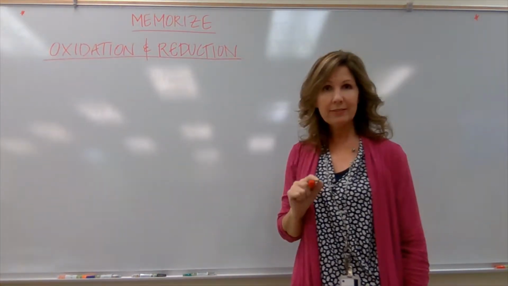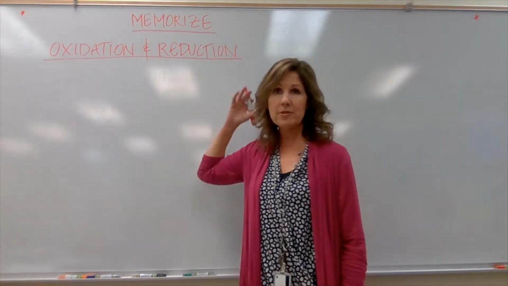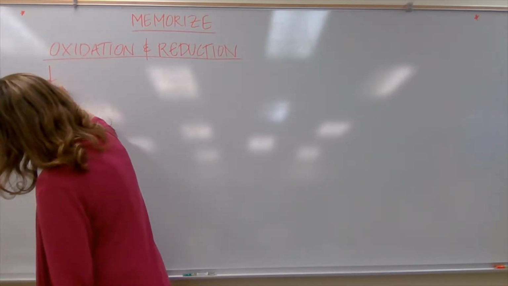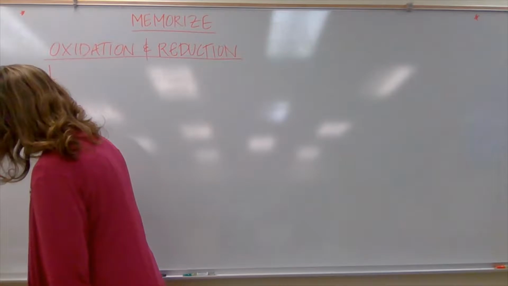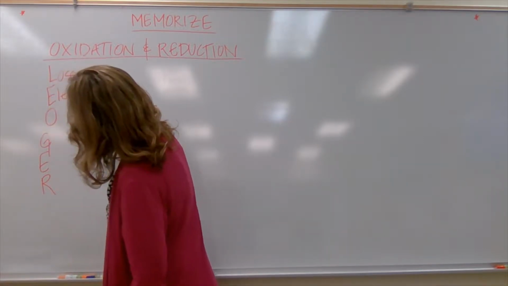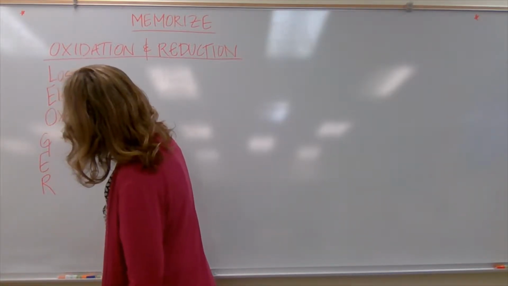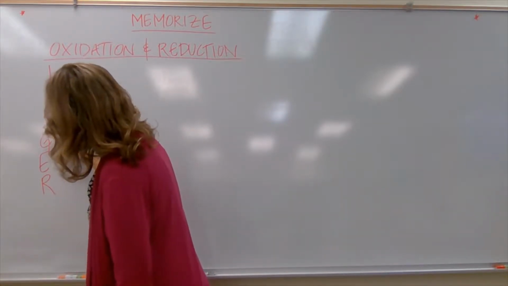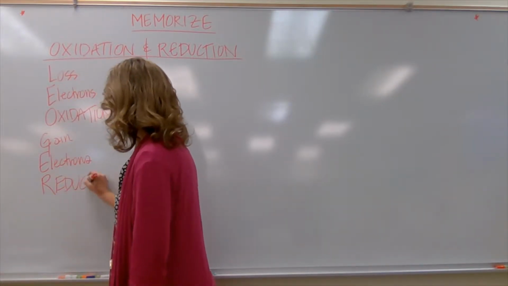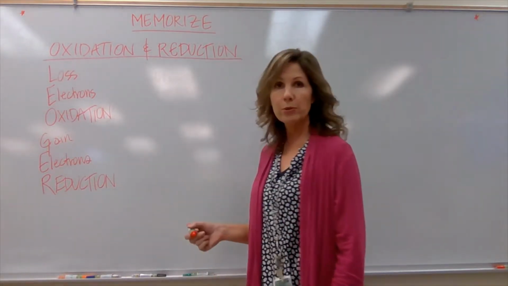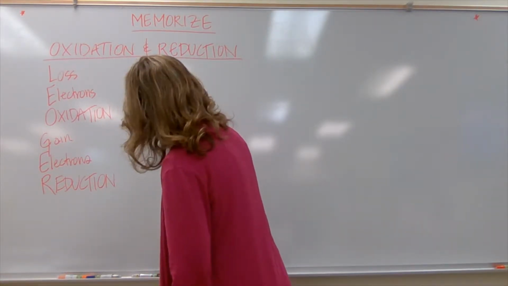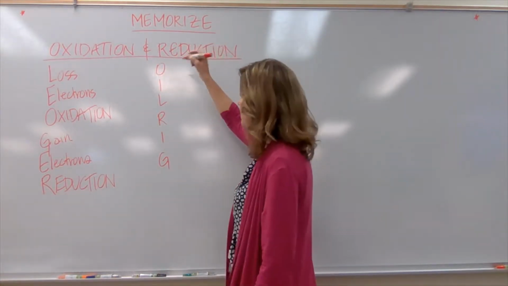And for me, I will say every time I'm asked a question about oxidation and reduction, I always fall back on the mnemonic. My personal favorite mnemonic is LEO the lion says GER. And that stands for loss of electrons equals oxidation and gain of electrons equals reduction. Some of you in chemistry may have learned it as OIL RIG, which is fine. I just don't like that one as well, but it works.